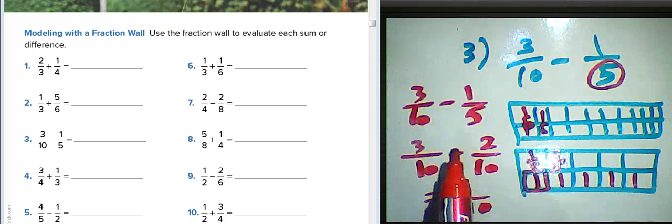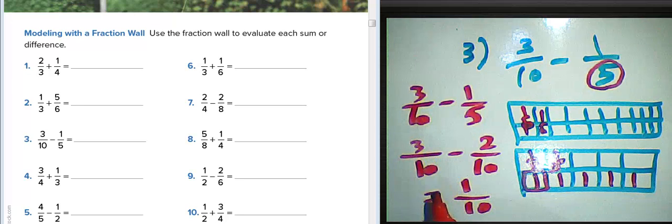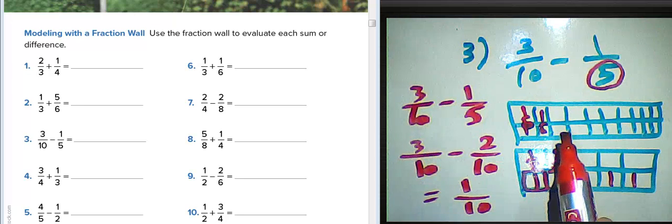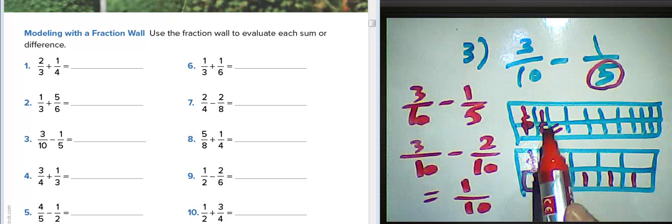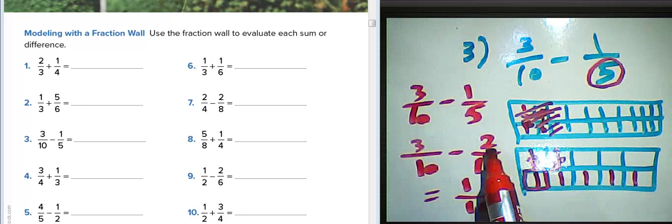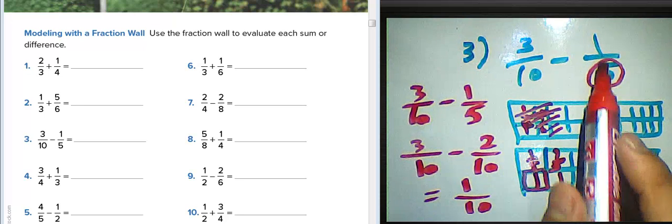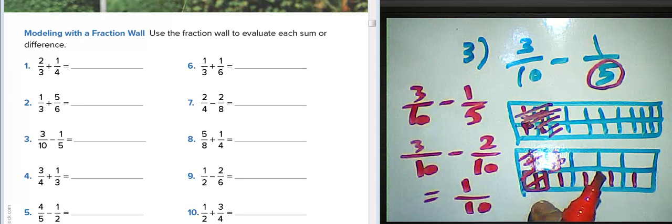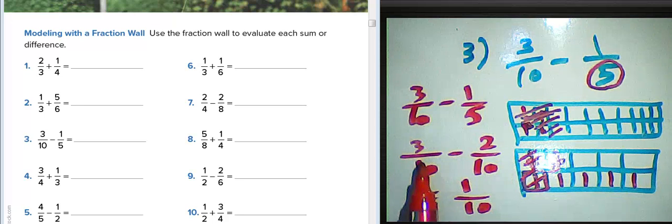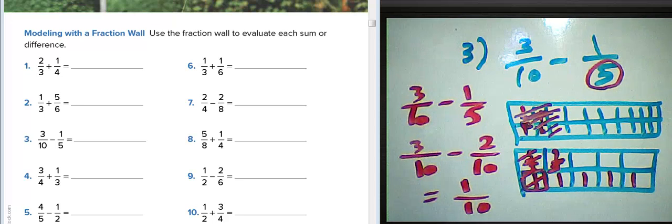Okay, and then we must cancel from 3 over 10. We must color it here. 3 over 10, 1, 2, 3, and 2 over 10, or 1 over 5. We can cancel 2 over 10 from 3 over 10. The result will be 1 over 10. Okay, the result about question number 3.